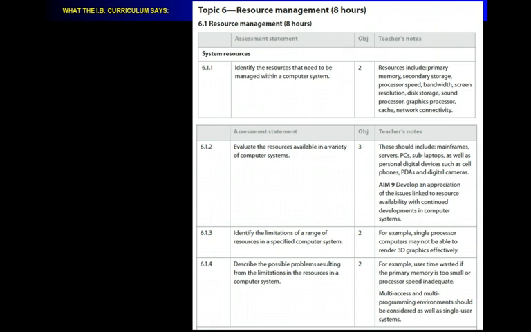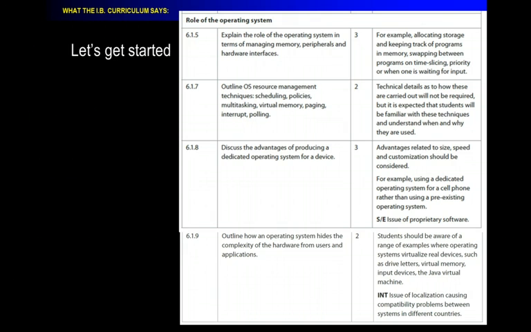Identify the range and limitations of a range of resources in a specified computer system. So this is talking about things like single processor versus dual processor, how it can render 3D graphics, or quad processors and stuff like that. Describe the possible problems resulting from the limitations in the resources in a computer system. For example, user time is wasted if the primary memory is too small or the processor speed is inadequate. So basically this is just talking about what would happen if the computer is limited in what it could do.